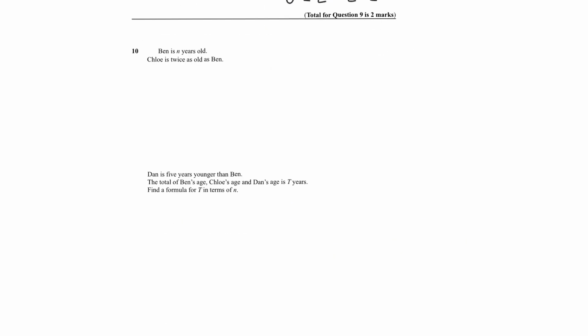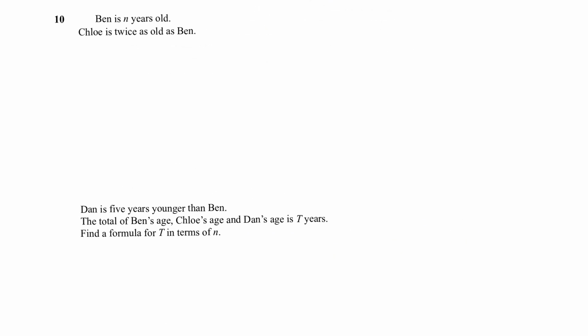Okay, having a look at question 10, it says Ben is n years old, Chloe is twice as old as Ben, Dan is 5 years younger than Ben, and the total ages of Ben, Chloe, and Dan is represented by T years. So to do this, we're going to make a formula for all of them. If Ben is n years, then Chloe is, so is your equal sign, twice as old as Ben, so that'll be 2n because Ben is represented as n.